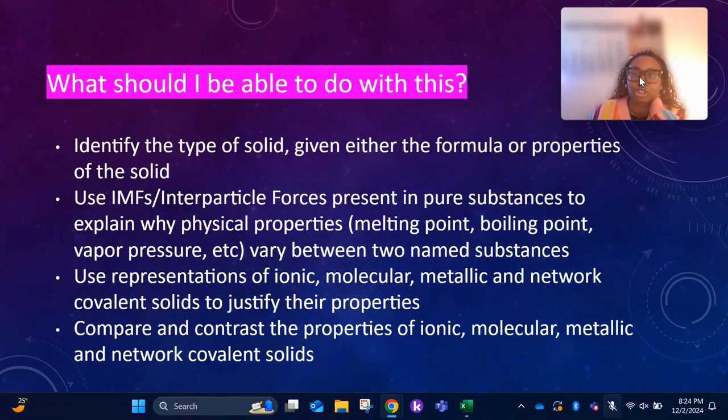Okay, so what should you be able to do with this? You should be able to identify the type of solid given either the formula or properties of the solid. You should be able to use IMFs, interparticle forces present in pure substances, to explain why physical properties, melting point, boiling point, vapor pressure, etc., vary between the two named substances. You should be able to use representations of ionic, molecular, metallic, and network covalent solids to justify their properties. And you should be able to compare and contrast the properties of ionic, molecular, metallic, and network covalent solids.